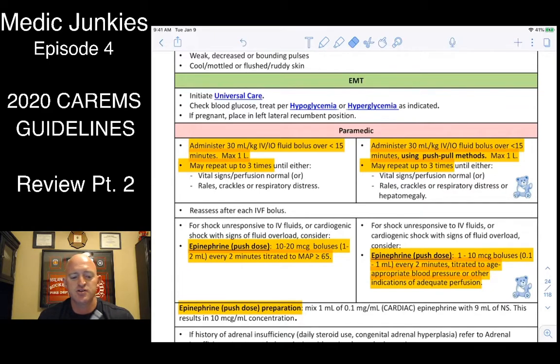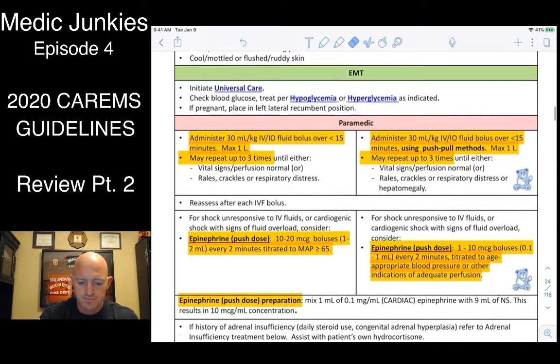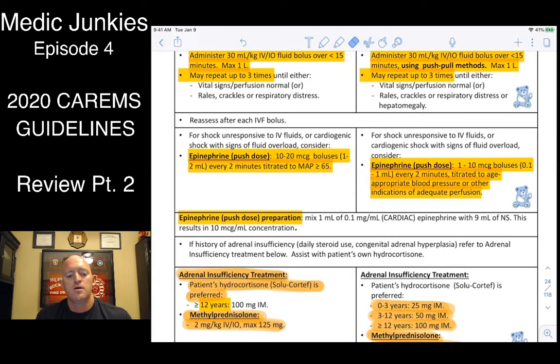We're going to give lots of fluids, 30 cc's per kilo for adults and kids in less than 15 minutes. So remember to use those pressure bags and the push-pull method with the pediatrics. And there's another video on the Medic Junkies channel also. So with push dose, with adults, we're allowed to give 10 to 20 micrograms, which once you mix it in your 10 cc syringe, that would be 1 to 2 cc's. And we give that every 2 minutes as long as their MAP remains under 65.